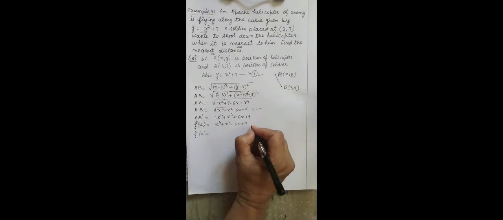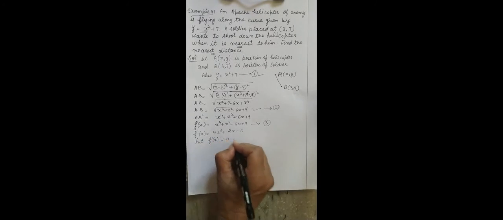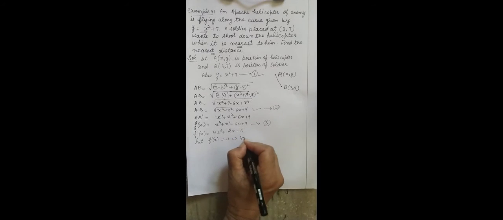So now I will apply the second derivative test. So find the derivative with respect to x. I will mark this as result number 1, this as result number 2 and this as result number 3. So differentiating, it is 4x cube plus 2x minus 6. Now I will put f dash x as 0, which implies 4x cube plus 2x minus 6 is equal to 0.